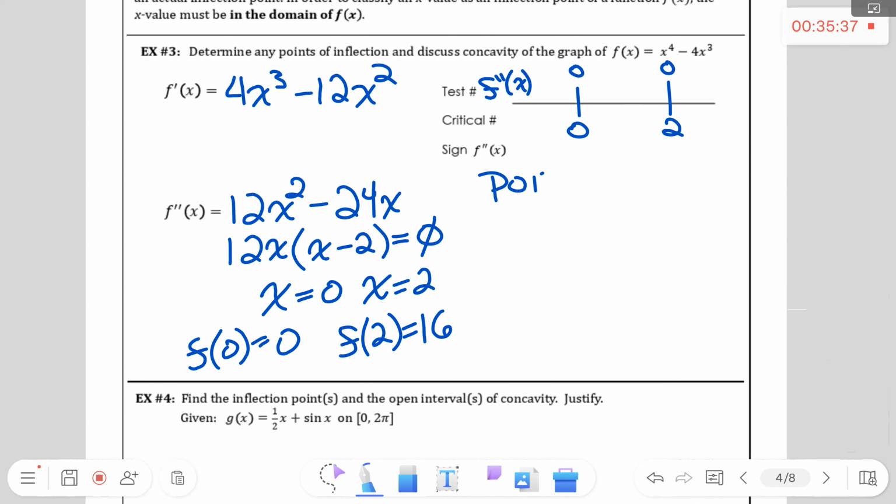Point of inflection number 1 is at 0, 0. Point of inflection number 2 is where? Can you plug it into the second? Just the original function. Plugging in 0 to the original function will get you 0. Plugging in 2 to the original function will get you 16.